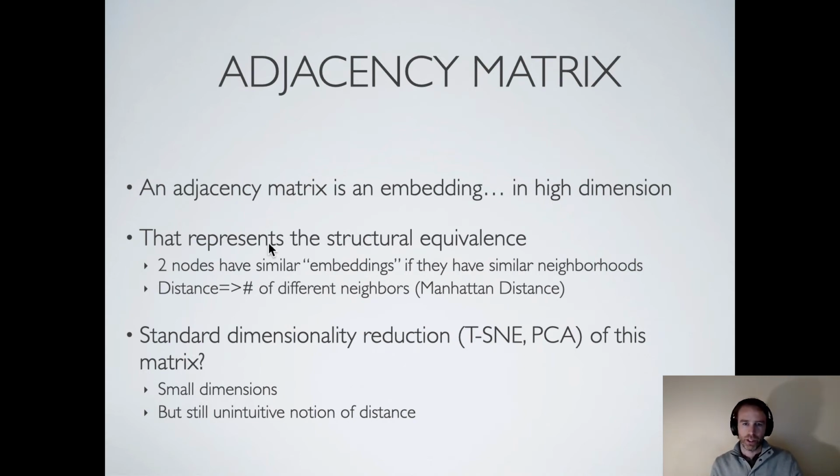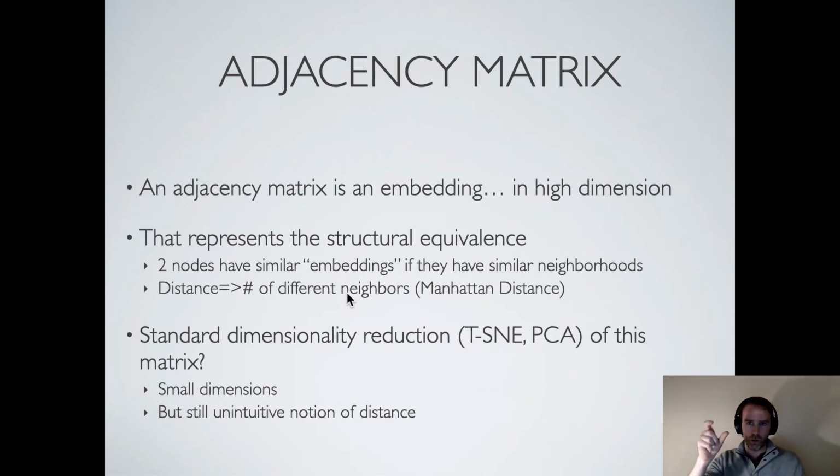And also, if you think about it, what does this embedding capture? It will capture something called structural equivalence, which means that two vectors are similar if two nodes are connected to the same neighbors. If two rows of the adjacency matrix are equal, it means that the corresponding nodes are connected exactly to the same neighbors. So we could think of the distance in this embedding made by the adjacency matrix as corresponding to the number of different neighbors.